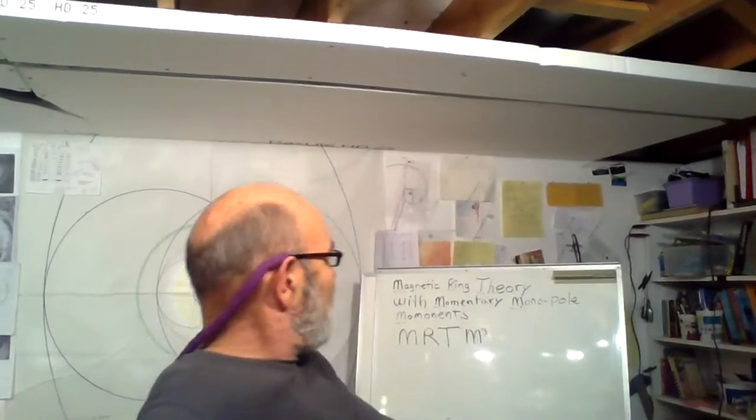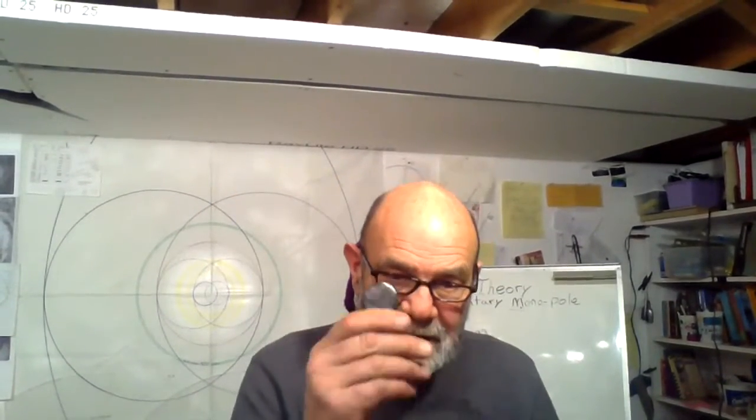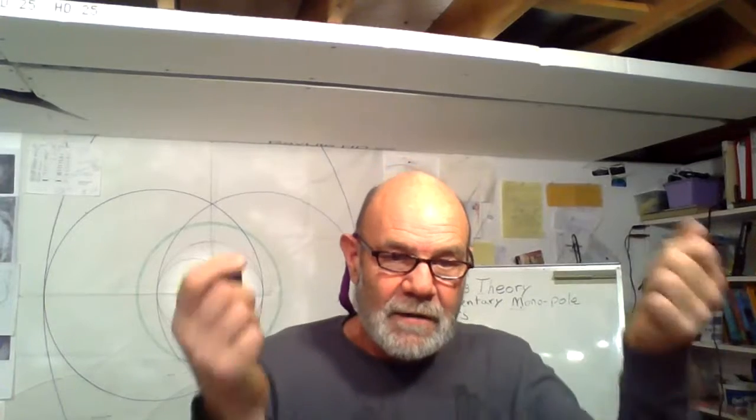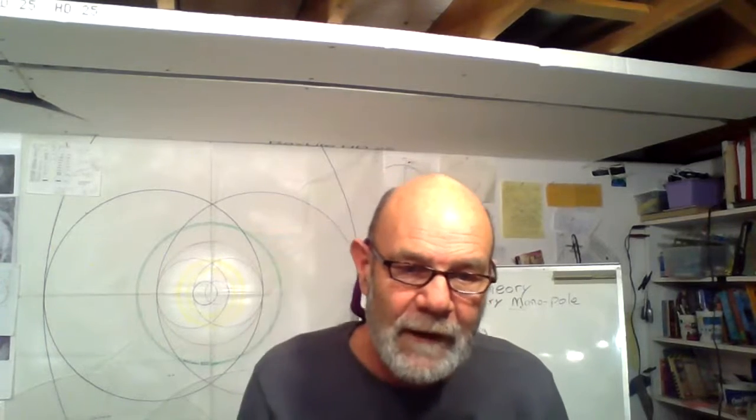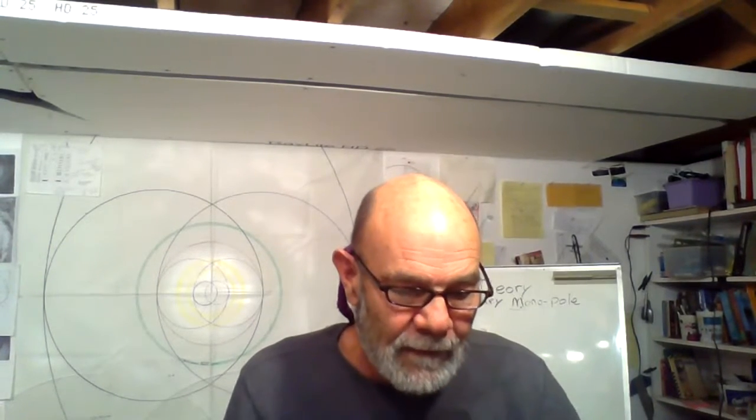So let's go back to momentary monopole moments. If I could take this magnet and just break it in half, pretty tough. Can't do it. And I could take the North Pole in one hand and the South Pole in the other hand. We might have an explanation for gravity, a very attractive explanation for gravity, as it would only attract.